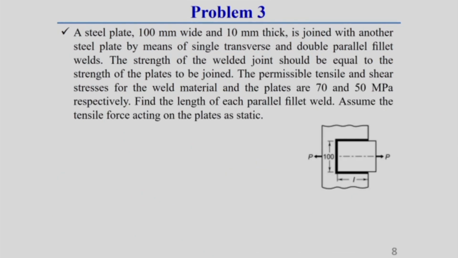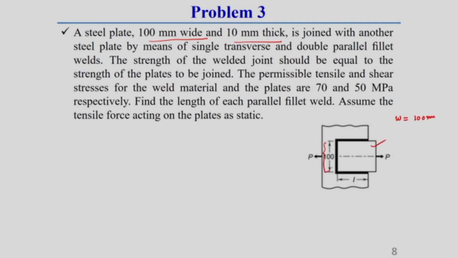Now, we will solve another problem. This problem is the combination of this transverse fillet weld as well as what is called parallel fillet weld. So, what is the problem statement? A steel plate 100 millimeter width, here it is given 10 millimeter thickness. So, here W is given as 100 mm. So, this is a plate, here this width 100 mm, here you can see.